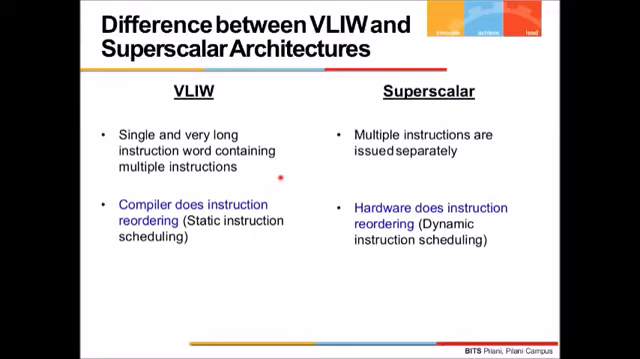Which I have already explained. VLIW has a single, very long instruction word, whereas in case of superscalar there are multiple instructions. In VLIW, the compiler does instruction reordering, whereas in superscalar, the hardware does the instruction reordering. So in the VLIW case, it is static instruction scheduling, whereas in case of superscalar, it is dynamic instruction scheduling, because the hardware will do it dynamically.